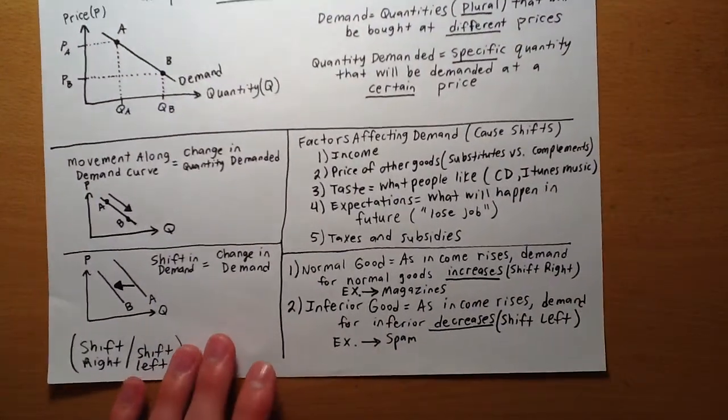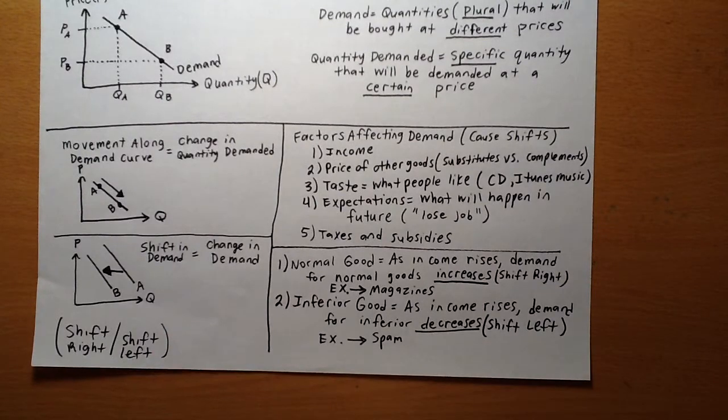Now there are two types of goods we need to talk about. There are normal goods, and there are also inferior goods. So for normal goods, this is what we normally think about. As income rises, demand for normal goods increases or shifts right. So let's think magazines. If my income increases, I'm going to buy more magazines.